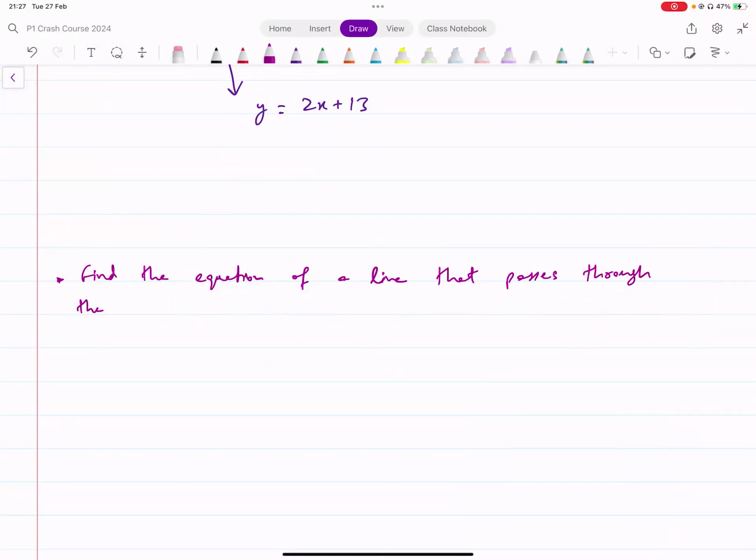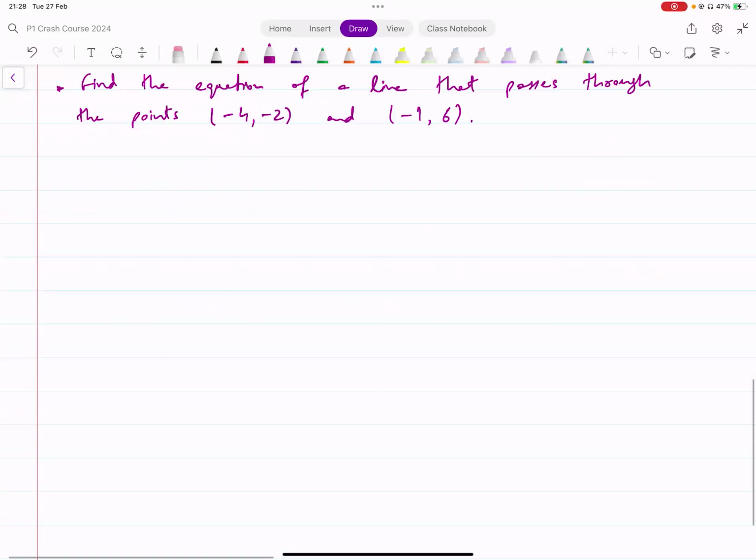the points -4, 2, and -1, 6. We want to find the equation of a line that passes through these 2 points, -4, 2, and -1, 6. Now, what's the standard form of the equation of a line? y equals mx plus c, right?